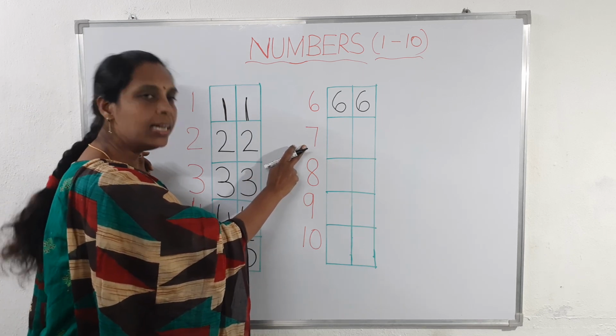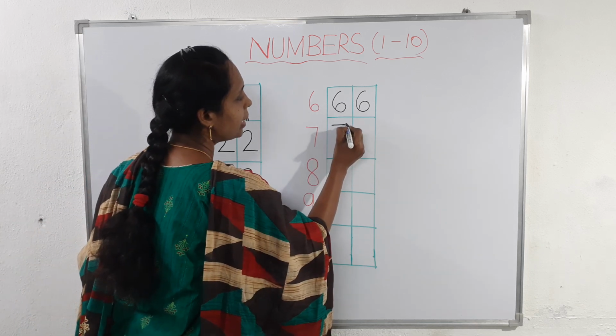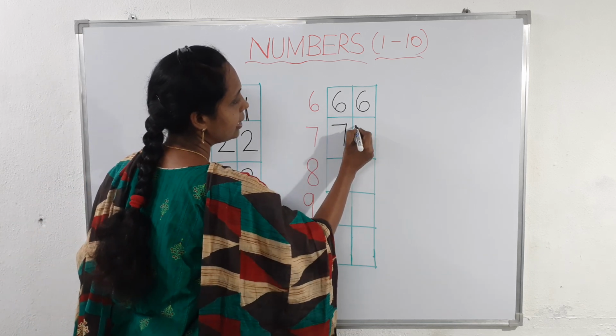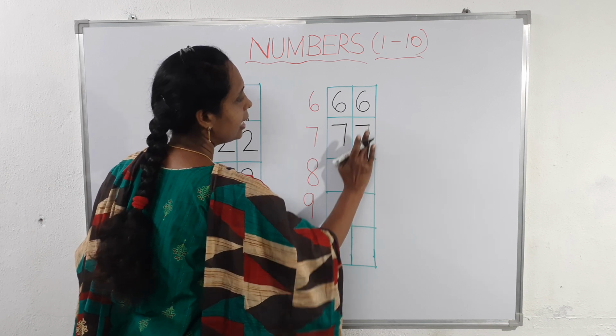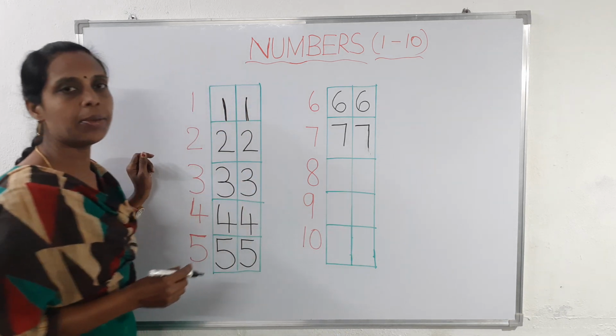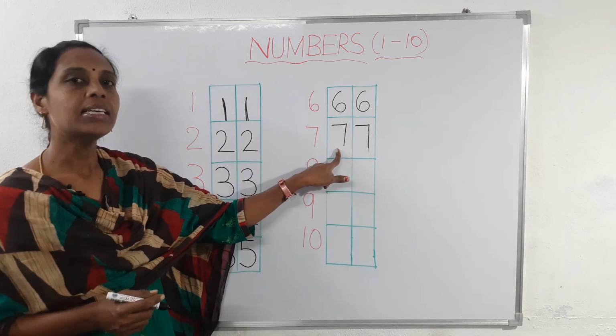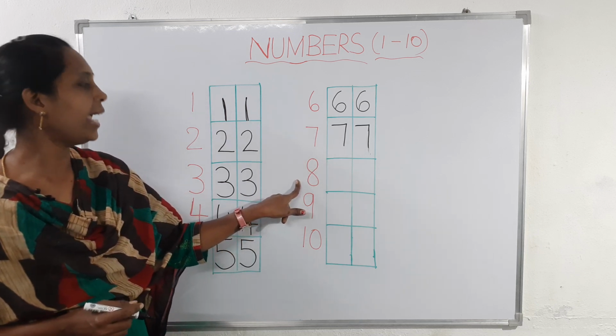What is this number? 7. How to write 7? Sleeping line, standing line. See children, number 7. What is this number? 7. 7 after 8.